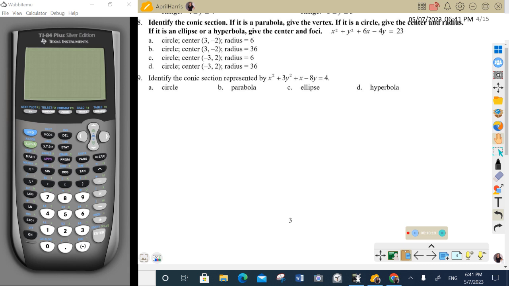Okay, question number 8 says identify the conic section. If it is a parabola, give the vertex. If it's a circle, give the center and radius. If it's an ellipse or hyperbola, give the center and the foci. Well, lucky guess, it's a circle because all the answers say circle.